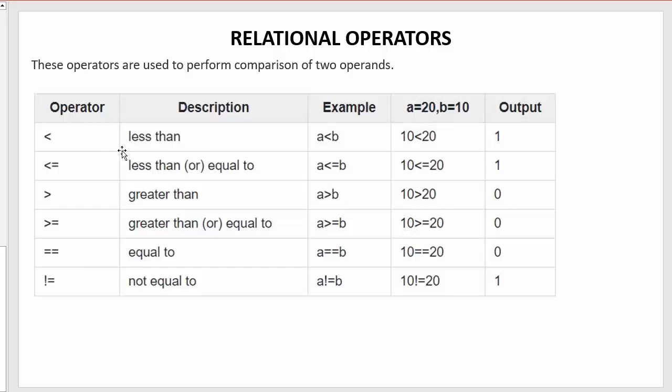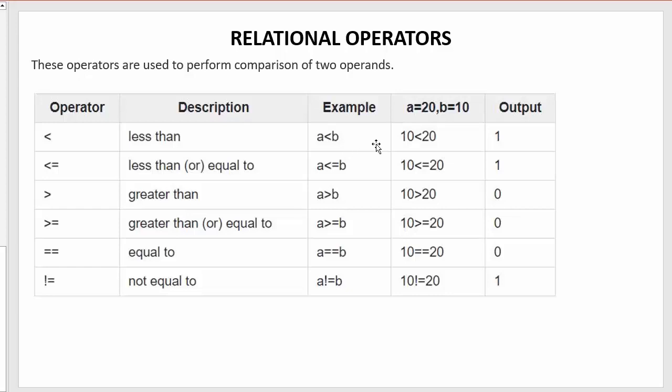Now let us see the first operator, the less than operator. The symbol is the less than operator, and here I have given an example, A less than B. So A is an operand, B is an operand, and in between these two operands we have a less than operator to check whether the value stored inside operand A is less than the value stored inside operand B. If this condition is true, if the value stored inside A is less than B, then this expression will return a value of 1 as output, or true as output.